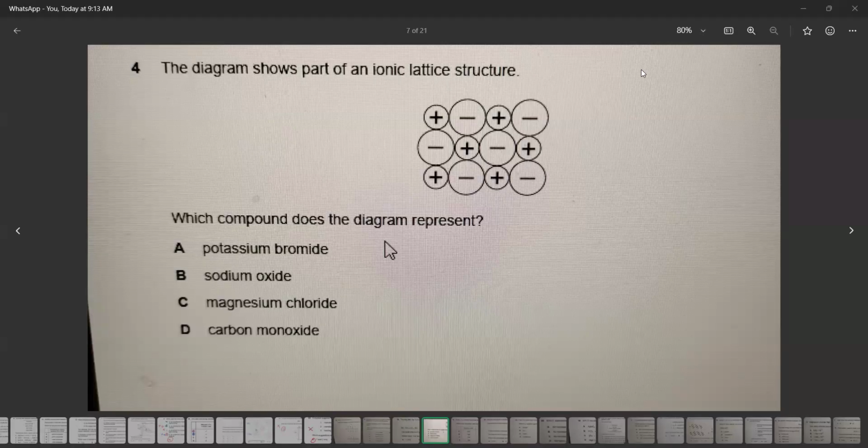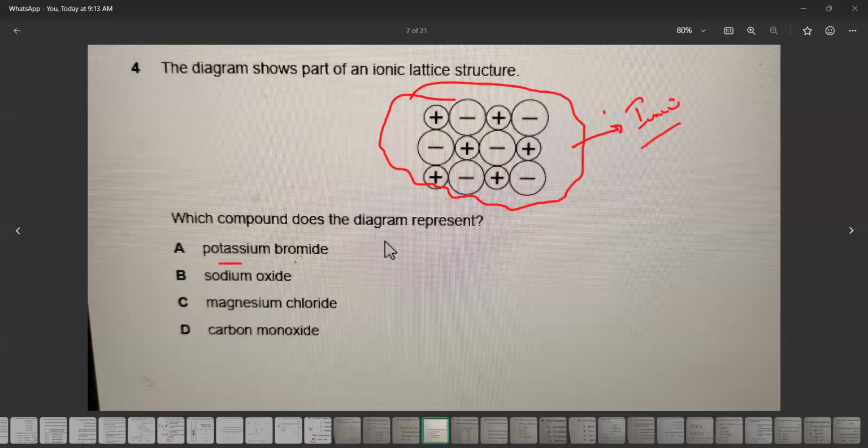This question is related to bonding and structure. The diagram shows a part of an ionic structure. Which compound does the diagram represent? As you see this structure, it looks like a lattice of an ionic compound because it has a regular arrangement of oppositely charged ions. So this should be an ionic compound.